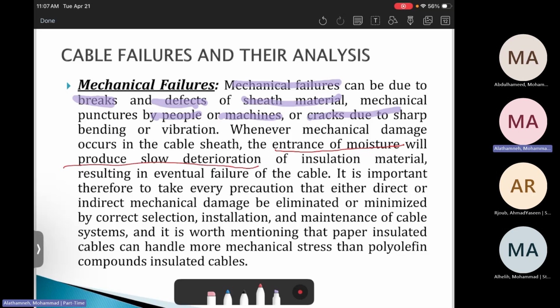So I would say that sometimes mechanical failures can make small cuts, but those small cuts can be very severe, because they allow humidity to pass. If it's not solved immediately, it will eventually cause a failure of the cable, and it will impact the overall system.